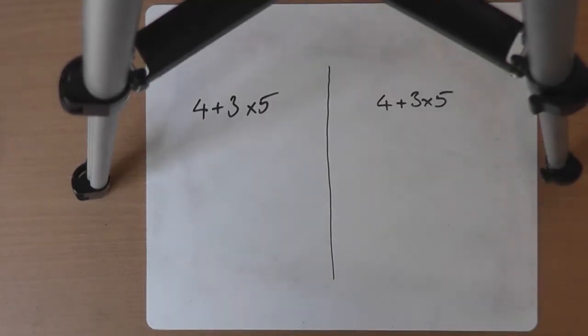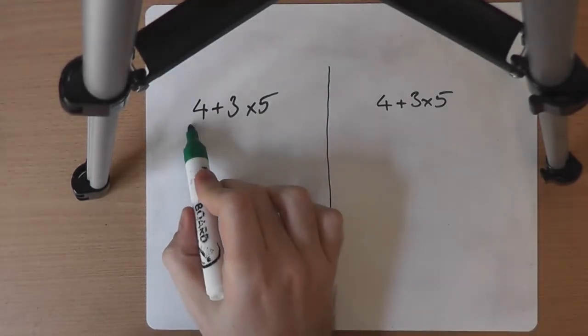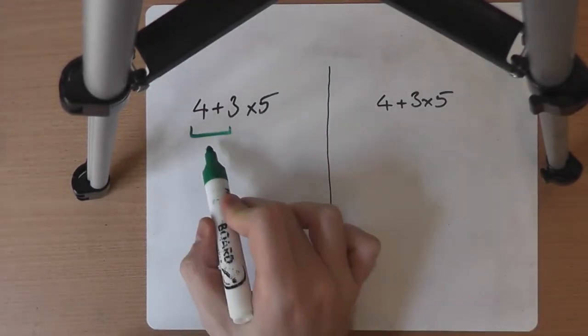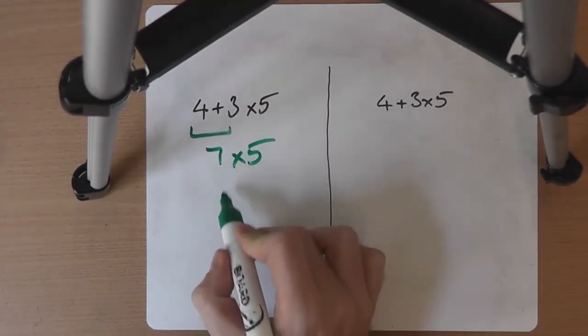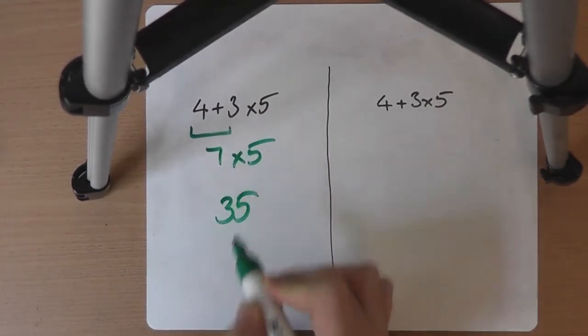Take this question, 4 plus 3 times 5. Now realistically there are two ways in which we could approach this question, and the first way would be to do it in the order that it's written. Do the 4 plus the 3 and then times that by 5. So we could say, well, 4 plus 3 is 7, and then we're going to times that by 5, and that's going to give us an answer of 35.